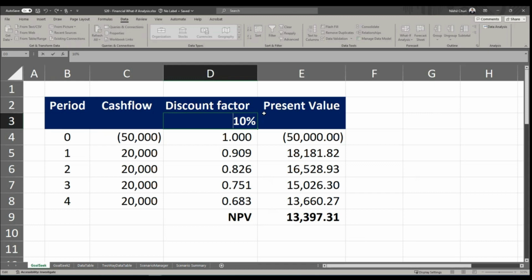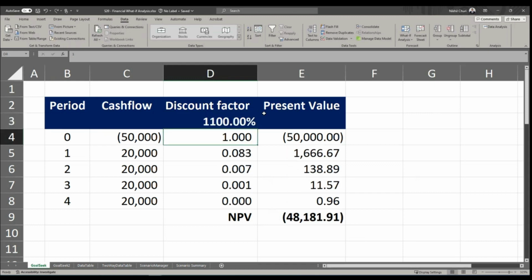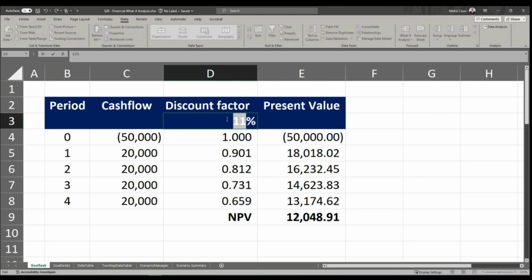So if I go here and delete everything and put 11%, it looks like it's decreasing. So that's not a direction I want. Initially it was 30,397, now it's 12,000. So if I increase the discount factor, it's decreasing. Let me put, say, 9% over here and see. Yeah, so this is increasing: 40,794, almost 40,800.